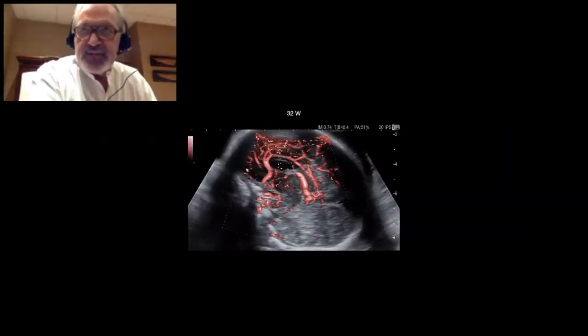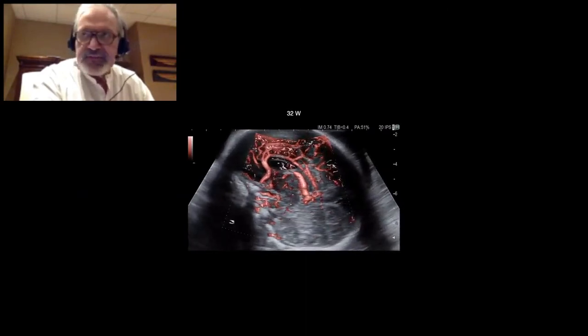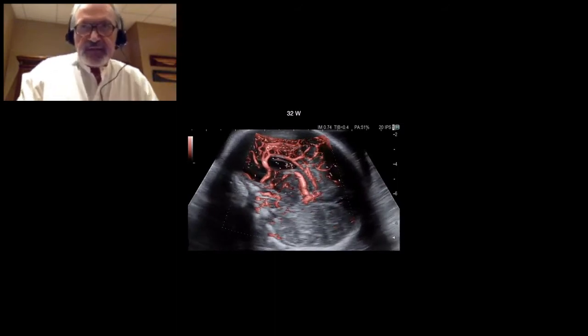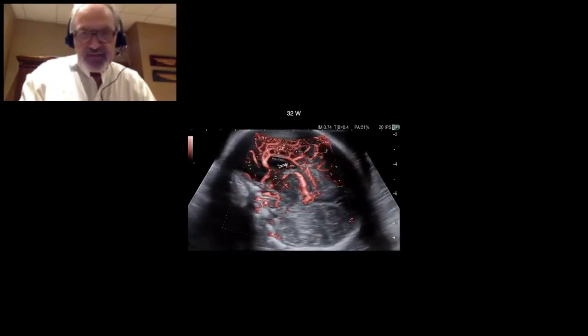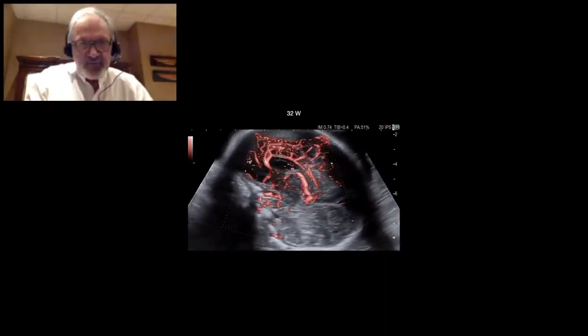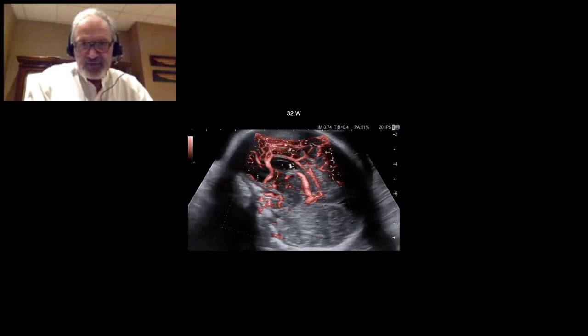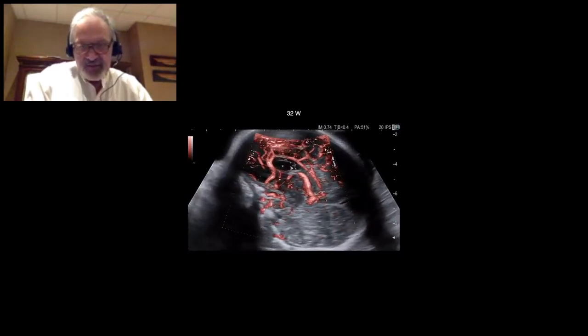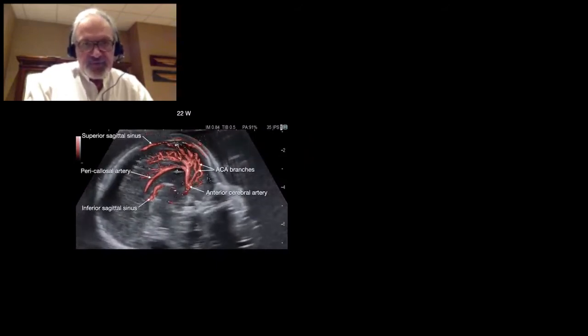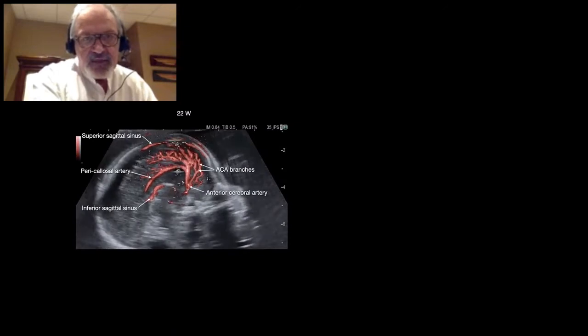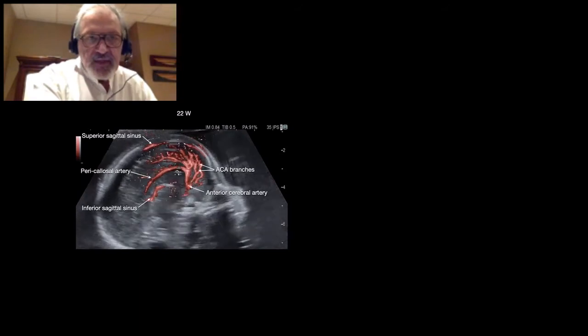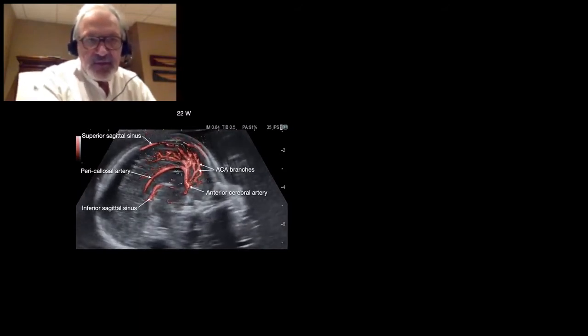The brain vascularization is also a good example to show the contribution of DFI. We can easily reveal the entire pericallosal artery and its branches, like you can see here. And we have very often this picture because it's not very difficult to catch this kind of picture. Here, at 22 weeks, we can see very easily the anterior cerebral artery and its branches, the frontal branches. We can also see the pericallosal artery and the inferior sagittal sinus. And you can see just under the skull the superior sagittal sinus, in which the flow is very, very low.